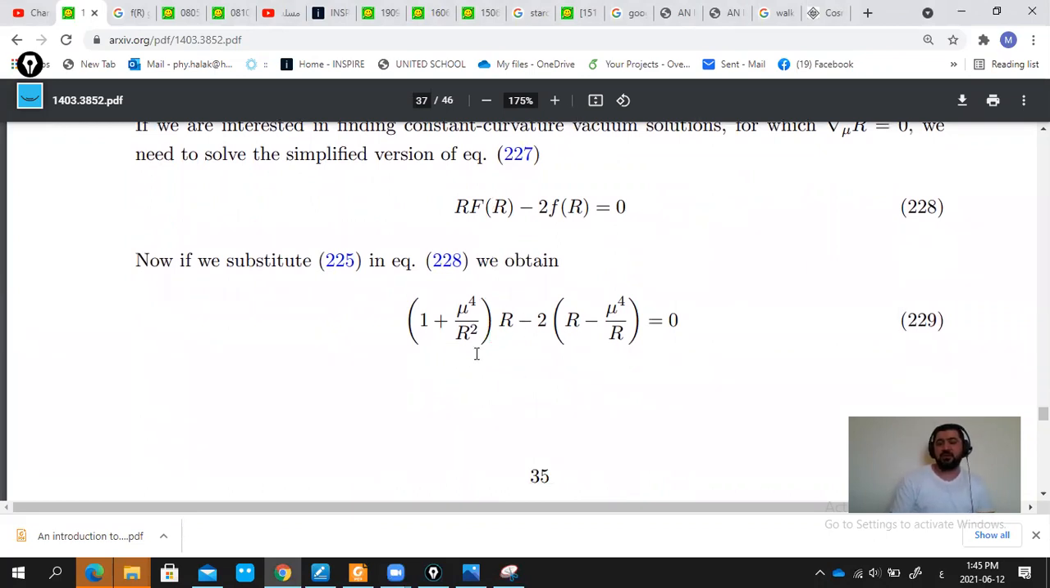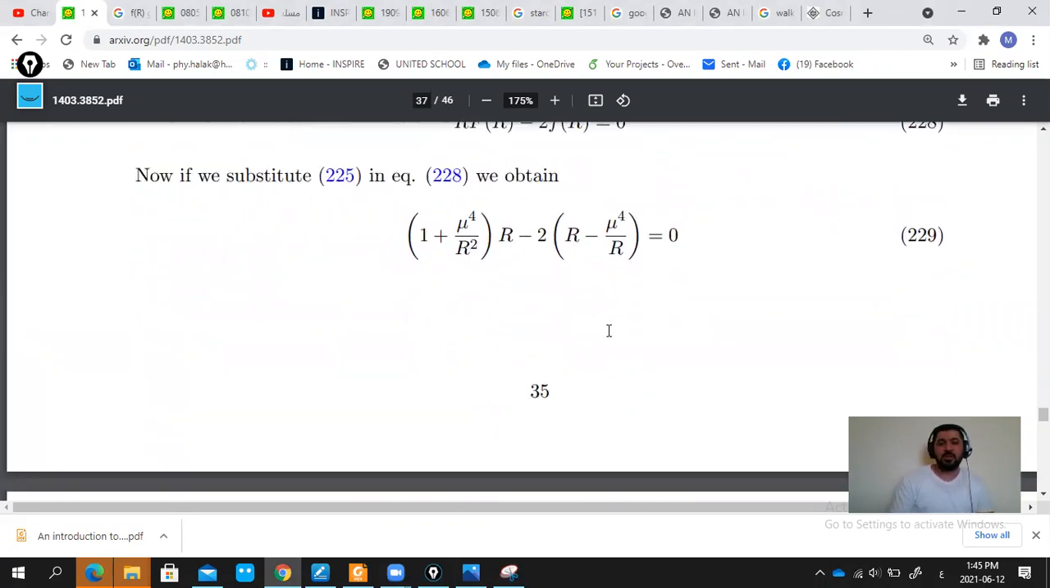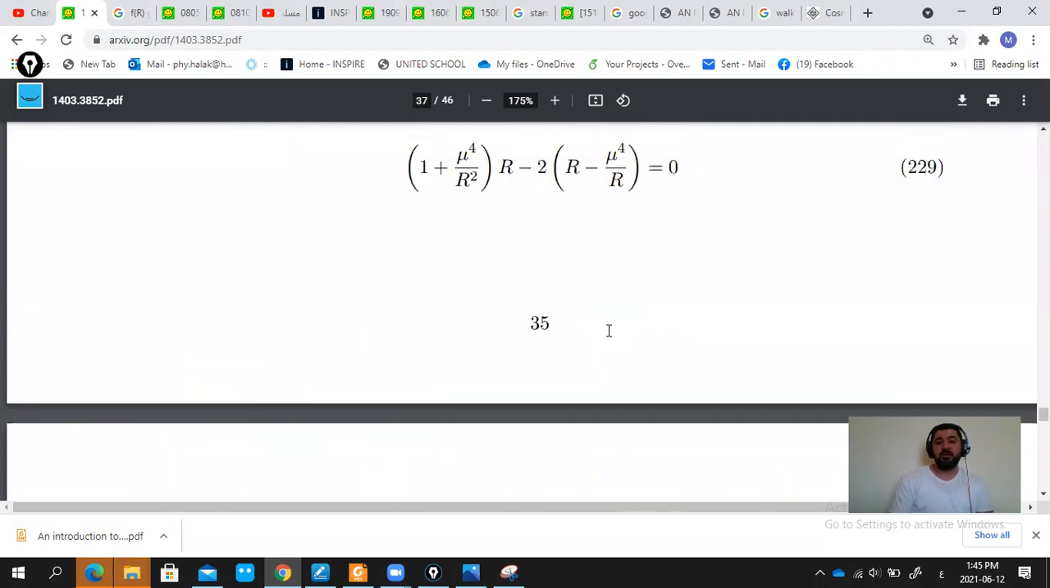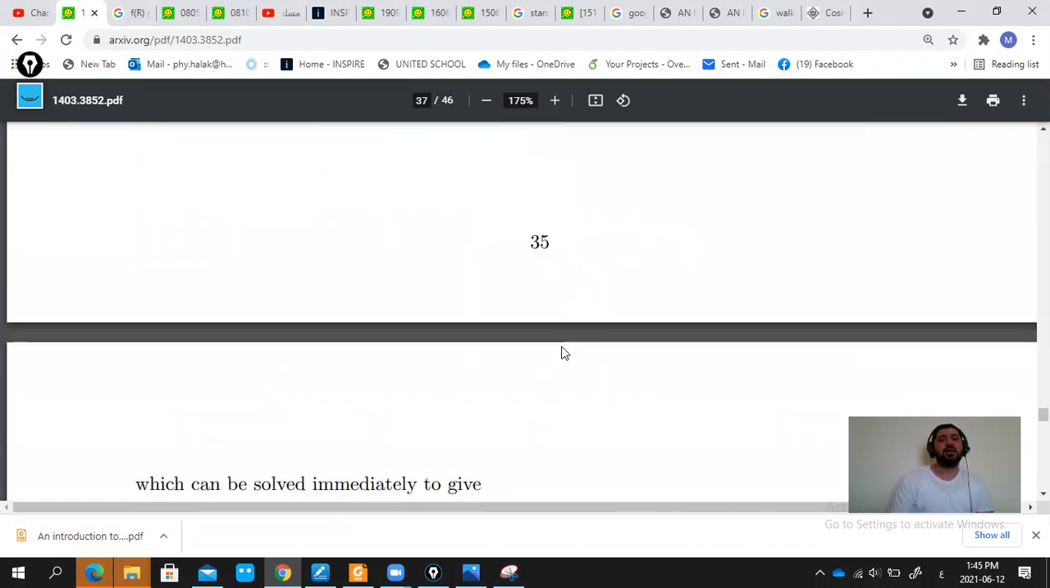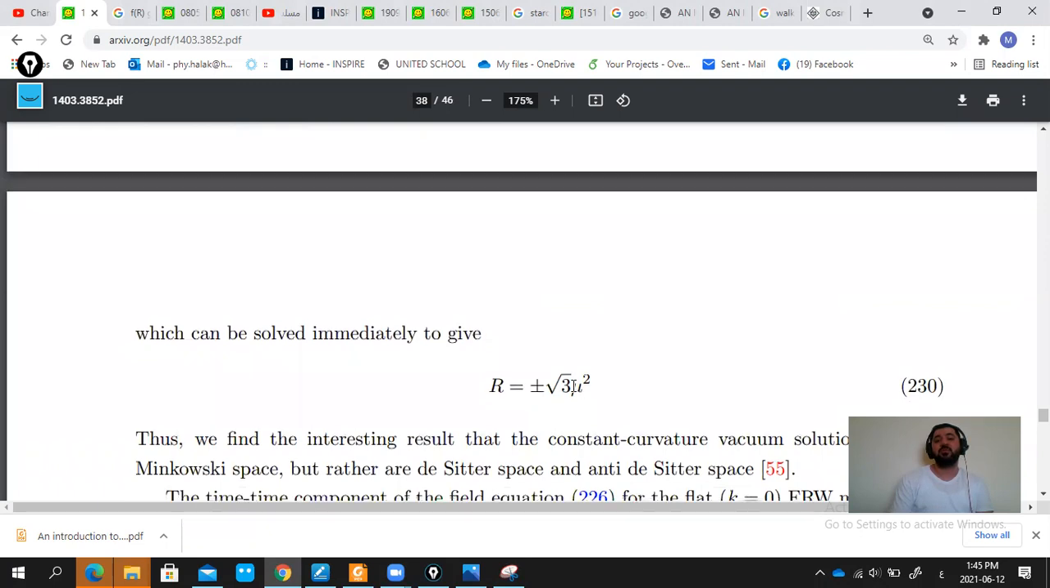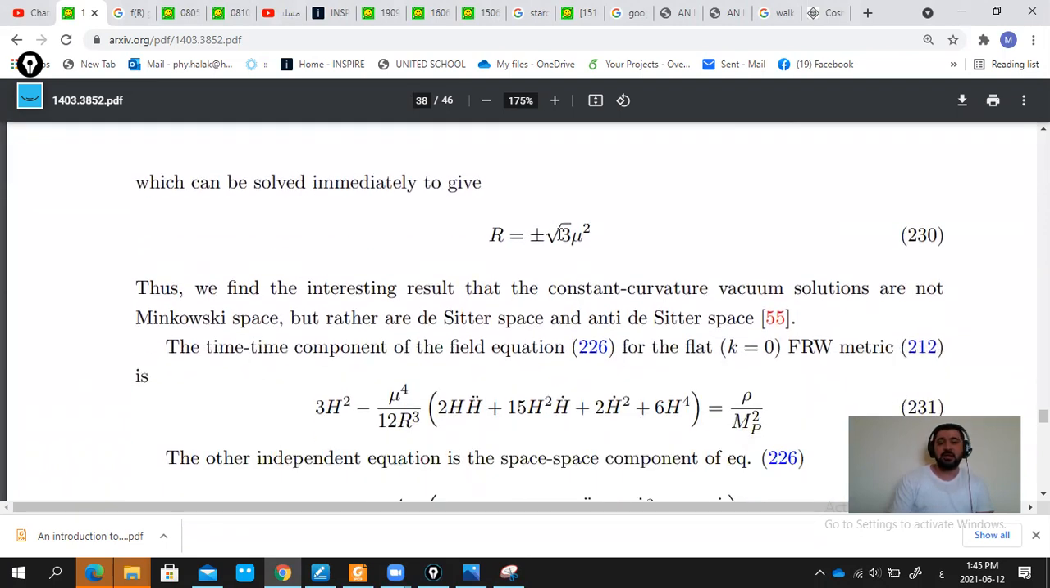So now we have this equation, and if we want to solve it, we find that R will be positive or negative square root of mu squared. That's actually interesting, because now we have de Sitter or anti-de Sitter space. So we have de Sitter space, the case of expansion. And if mu equals 0, we recover the flat space and the FRW case.